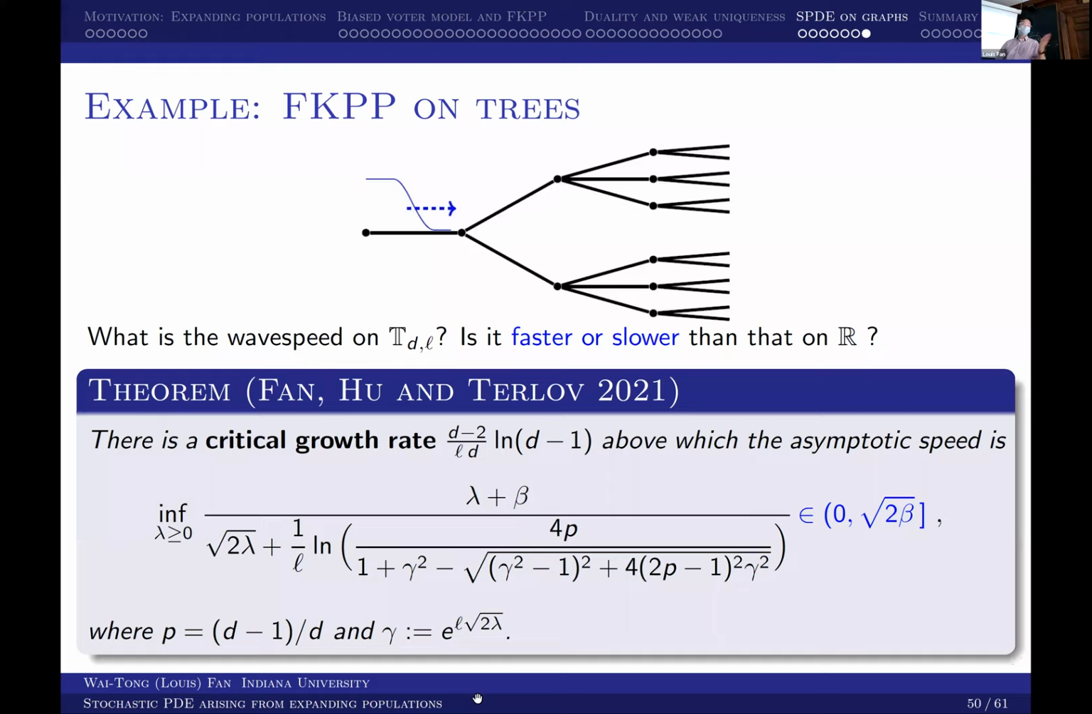And so there's a critical growth rate above which we get a wave. It's still not so simple, the formula for the speed, but it can be written in terms of some variational principle, which is sort of in closed form. What is P? Little P? Oh, P is D. Oh, there it is, sorry. So the speed is certainly less than or equal to square root of beta, and it's equal to square root of beta when D is 2. When D is 2 it means it's just a real line.